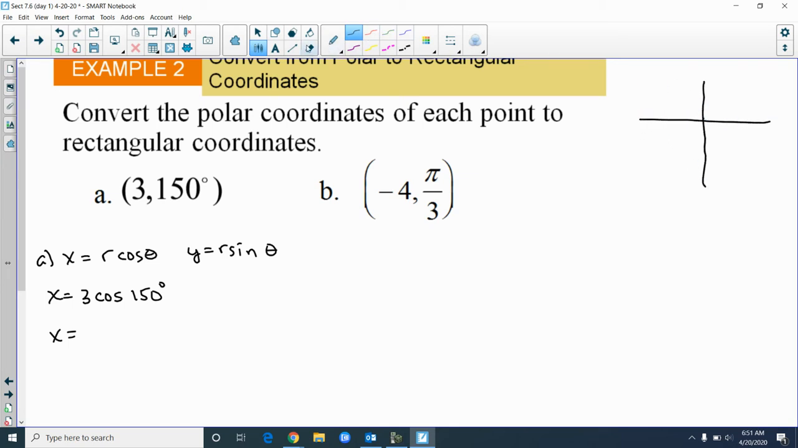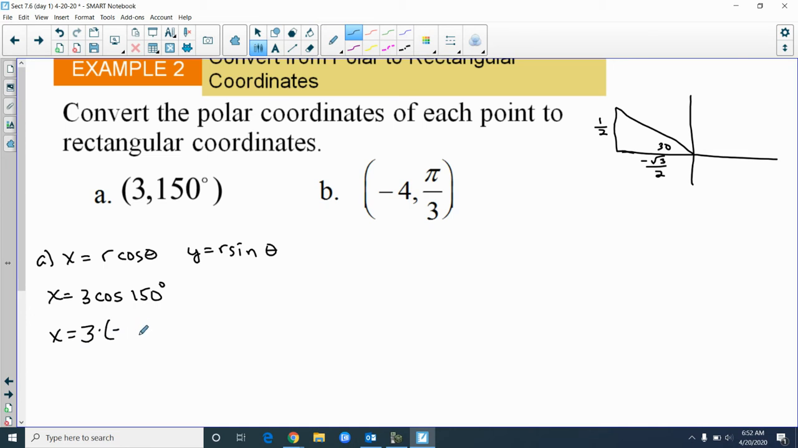150. Oh, let me redo that. It would be right here. That would be a 30-degree reference angle. So that means the opposite is 1/2. And this is going to be a negative because we're in quadrant 2. So the cosine is going to be, so 3 is our radius, negative square root of 3 over 2.